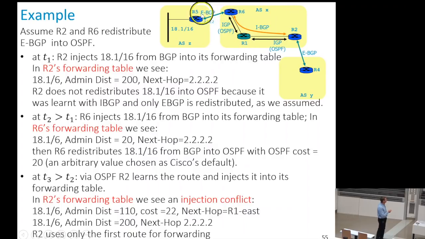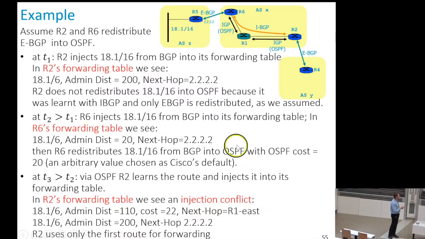So R6 gets this external route, injects it into its routing table, and redistributes it into OSPF. That means it says to OSPF, I am attached to this destination with some cost that you need to decide by configuration. Here I'm assuming R6 says, I am connected to that guy, and the cost for me is 20. Typically, you take a high value, much higher than all the values inside your network, because it's an external route.